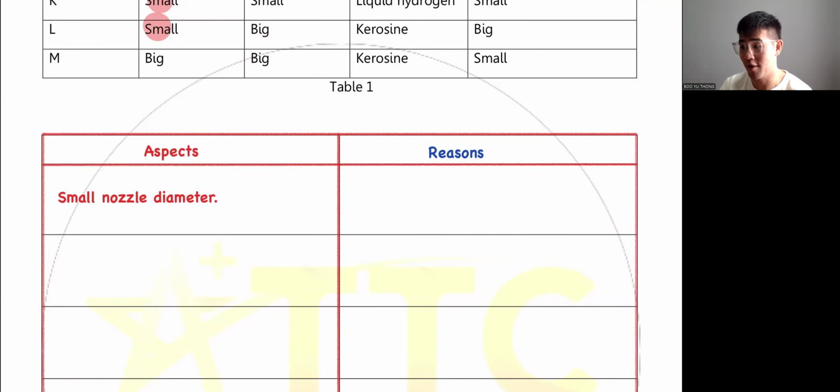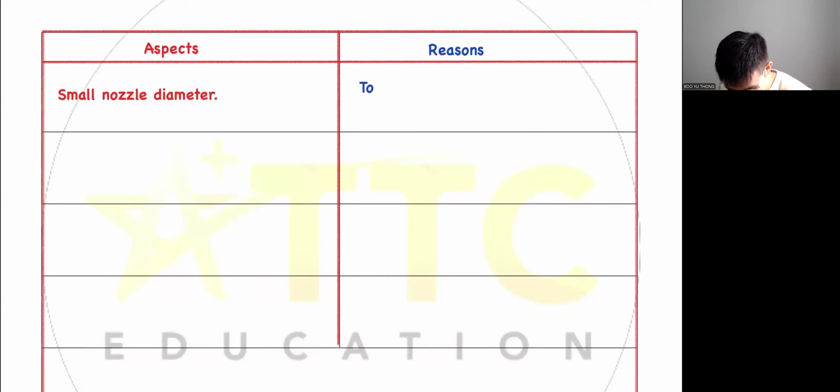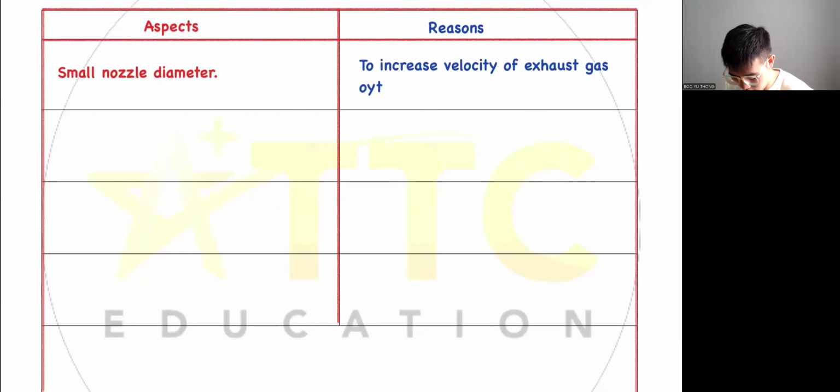But this is not sejarah. This is physics. Especially for sciences, you have to be specific. You cannot write a correct answer, then suddenly write a wrong answer, then expect your teacher to give you the marks, because like I said, science has to be very accurate. So for this one, the reason is because we want to increase the velocity of the exhaust gas out of the engine nozzle, right?